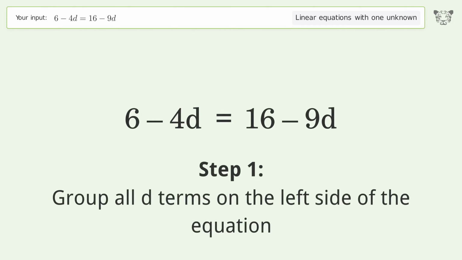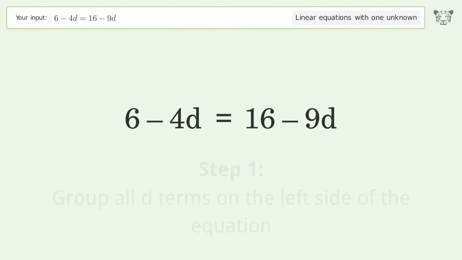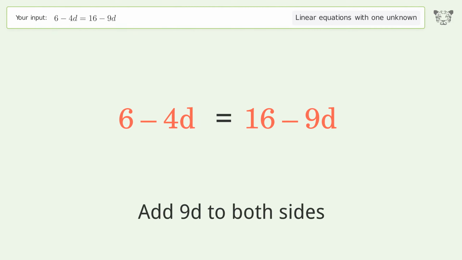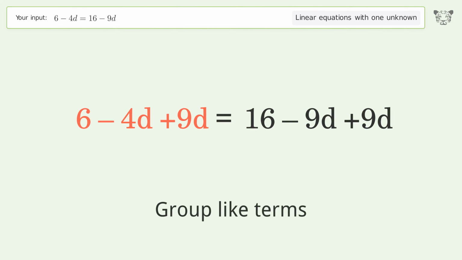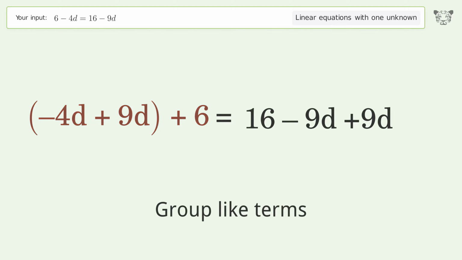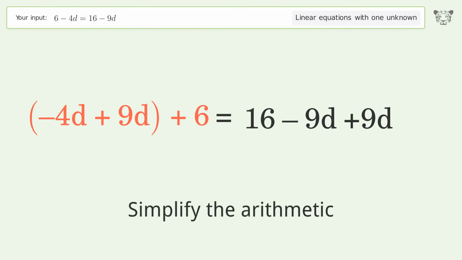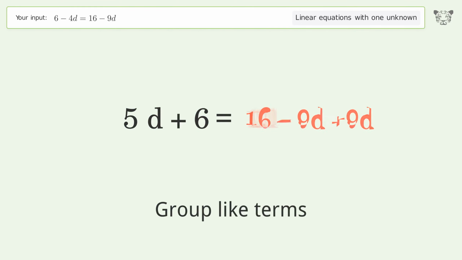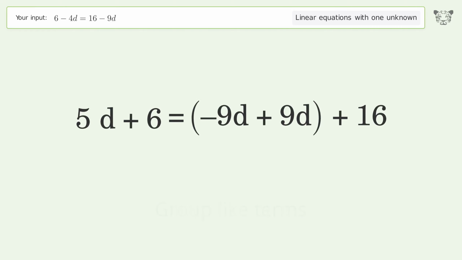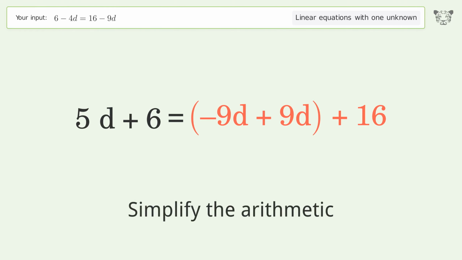Group all d terms on the left side of the equation. Add 9d to both sides. Group like terms. Simplify the arithmetic. Group like terms. Simplify the arithmetic.